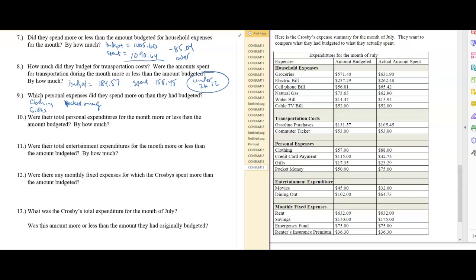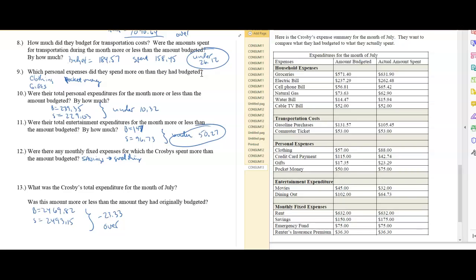Okay, so right away, their budget amount was $239.35. They spent $229.03. So they were under budget. You should be able to see that right away, about $10. It ends up being under budget by $10.32. Okay, so do me a favor, try 11, 12, and 13. Come back and check your answers.